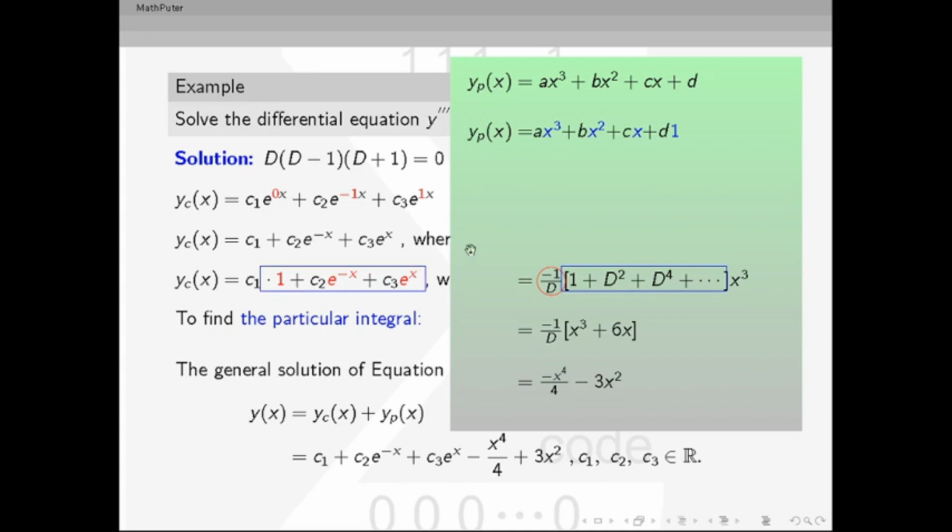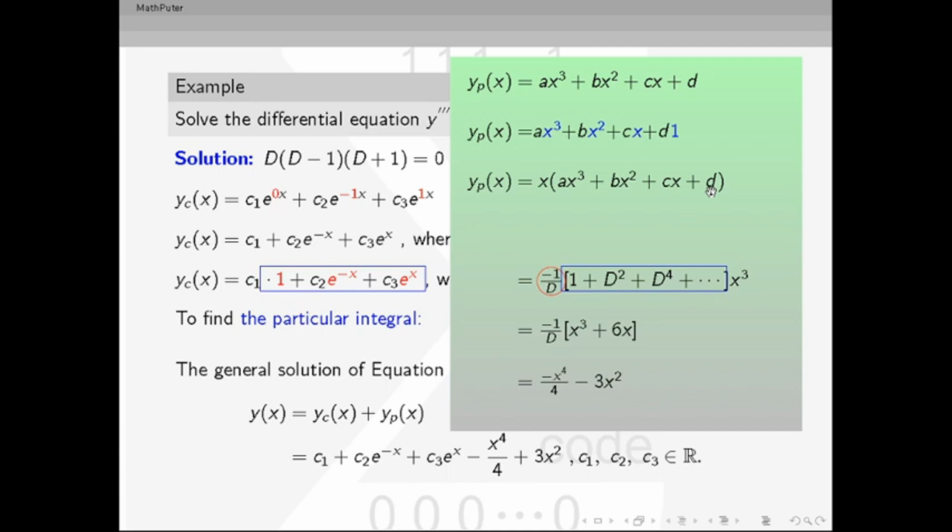So see, x cube is different from these three functions: 1, e raised to minus x and e raised to x. Likewise, x square and x are also different. But this one is here. So this is the repeated term. That means this assumption doesn't work here. Right. So what do we do to avoid this situation? We multiply by x. So we have x into (ax cube plus bx square plus cx plus d).